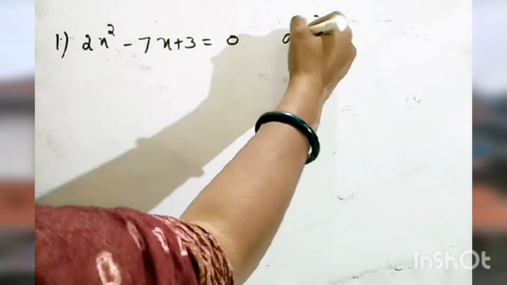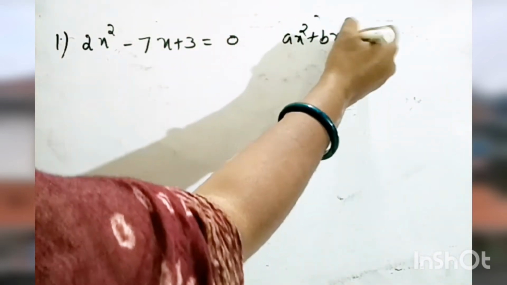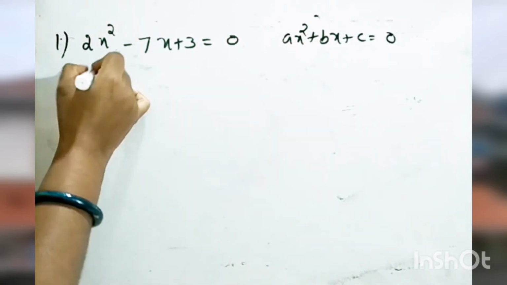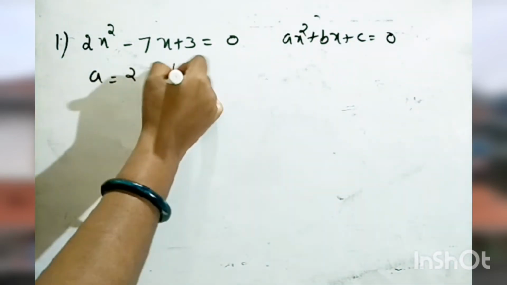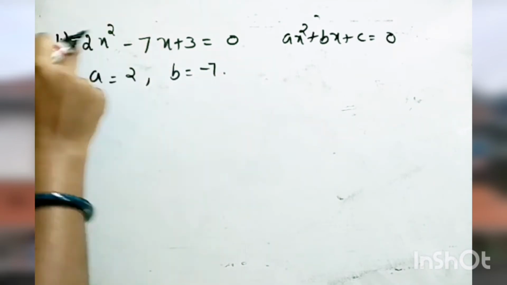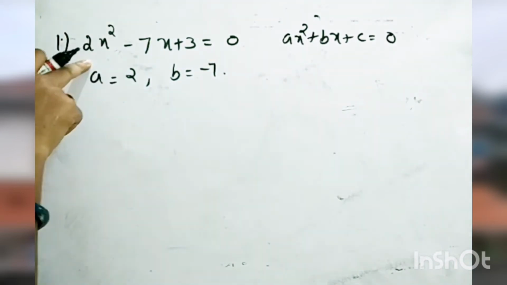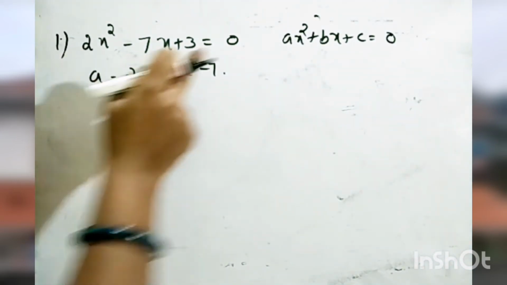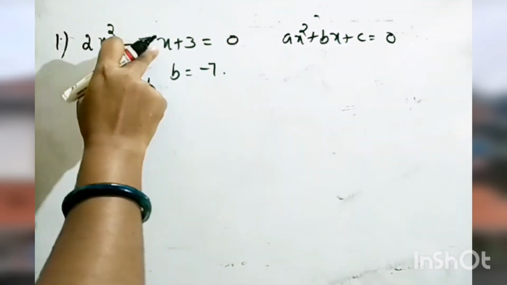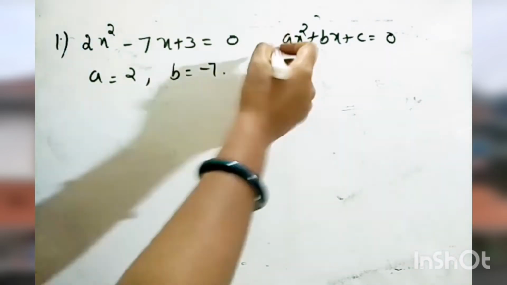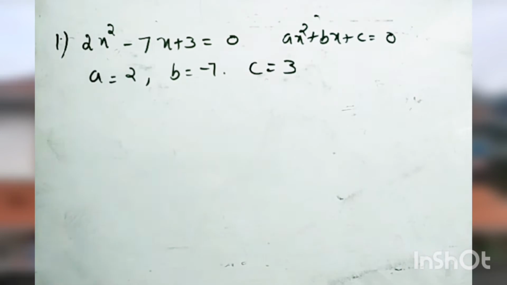Just compare it with ax square plus bx plus c equal to 0. Then we will get a equal to 2, b equal to minus 7. a is the coefficient of x square, which here is 2. b is the coefficient of x, and here it is minus 7. c is our constant term, that is equal to 3. So a is equal to 2, b is equal to minus 7, and c is equal to 3.